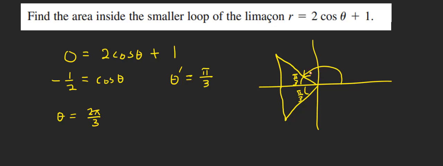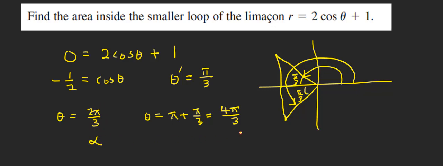because pi minus pi over 3. Now what about this angle over here? What is that angle? That's going to be pi plus pi over 3, which will be 4 pi over 3. So cosine of 2 pi over 3 will give you negative 1 over 2, and cosine of 4 pi over 3 also gives you negative 1 over 2. And that's when r will equal 0. So most likely this is our alpha and that is going to be our beta.